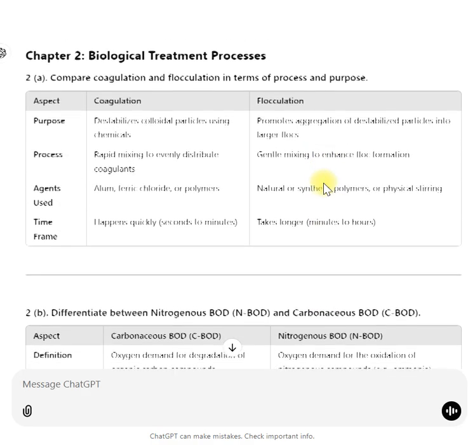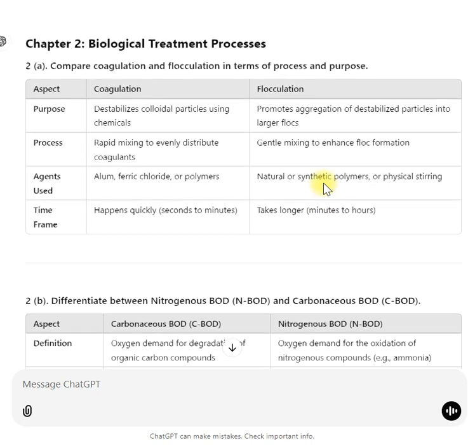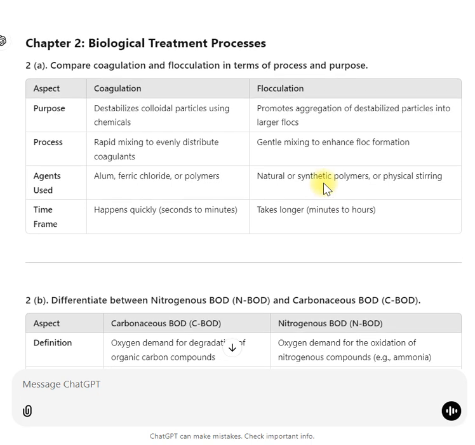Chapter 2, Biological Treatment Processes. 2A. Compare coagulation and flocculation in terms of process and purpose. Aspect: coagulation destabilizes colloidal particles using chemicals, while flocculation promotes aggregation of destabilized particles into larger flocs.